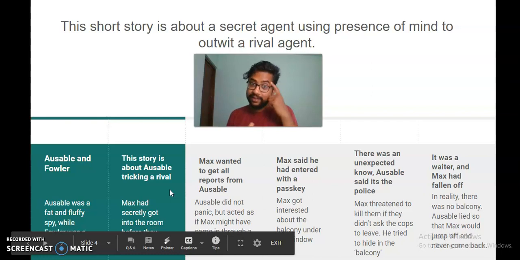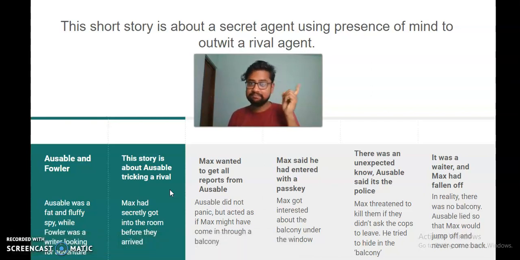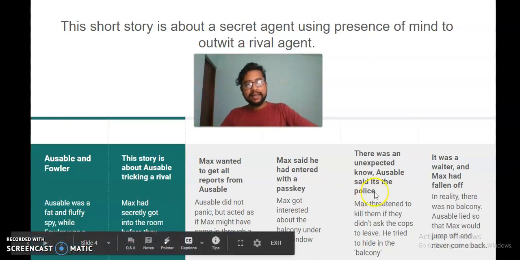Osable said, using his presence of mind, that that is the police. The police have come. Max immediately said, okay, you do one thing. You ask the police to leave, or I'll shoot and kill you. Saying this, Max went out through the window.